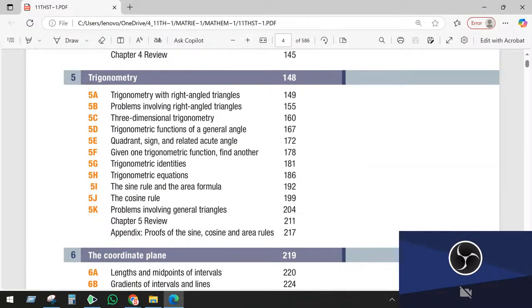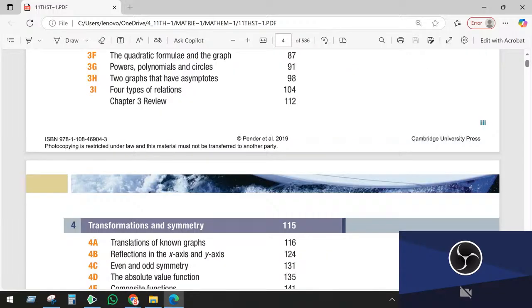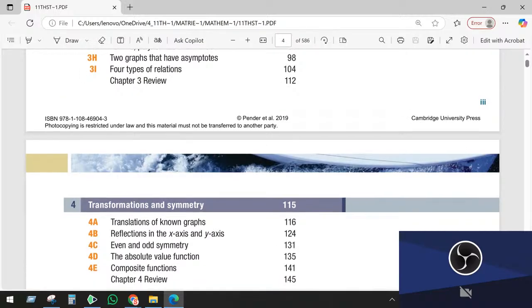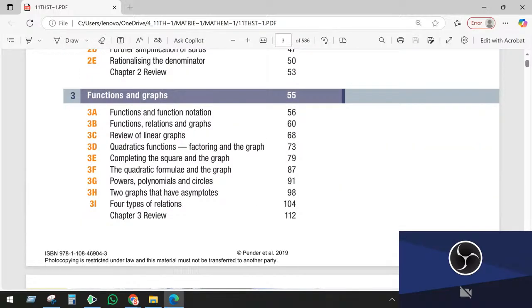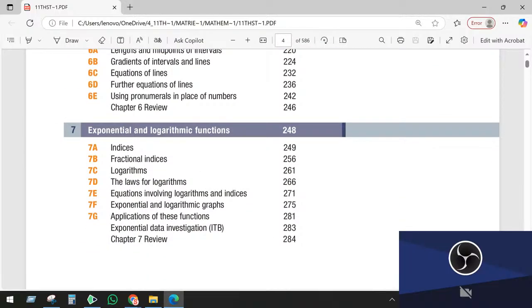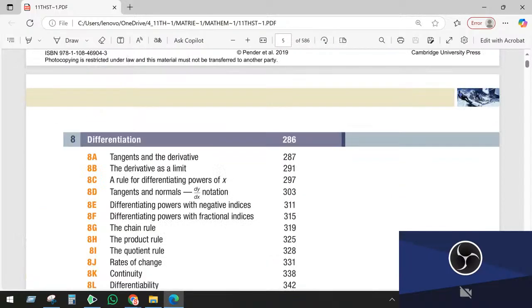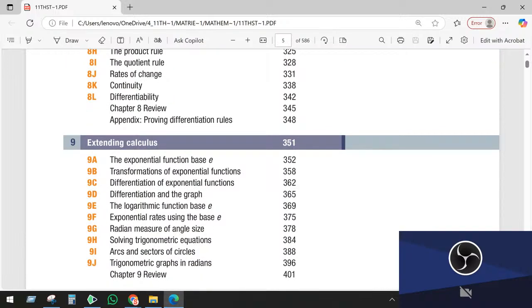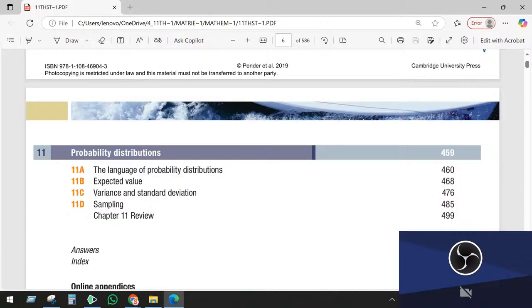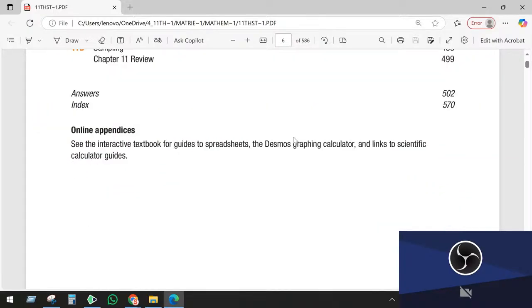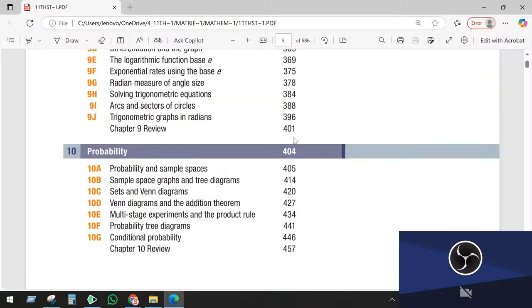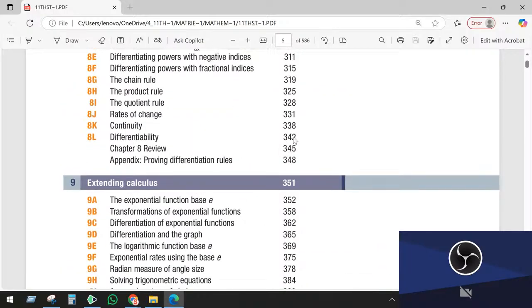We completed sine, cosine rule. We completed transformation and symmetry. No, not completed. Symmetry transformation I had not done. Trigonometry functions and graphs done. Okay. And next, coordinate plane, exponential logarithm is done. Differentiation is done. Extending calculus is done. Probability is remaining. Probability distribution is remaining. What should we do next? Probability, I guess. Okay.